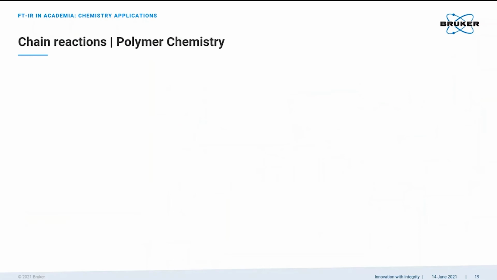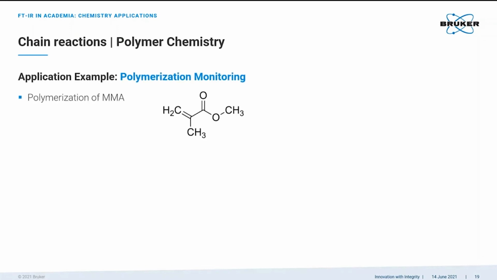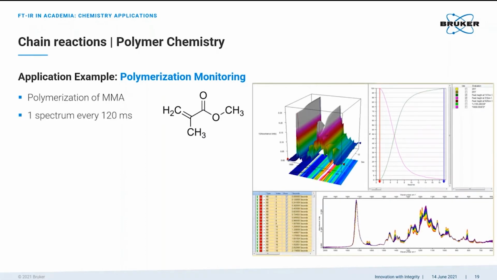From organic chemistry, it is never far into polymer chemistry. Here IR is applied to monitor polymerization processes. We followed the polymerization of MMA, and this is the typical outcome in our spectroscopy software. IR information can be displayed in many forms.